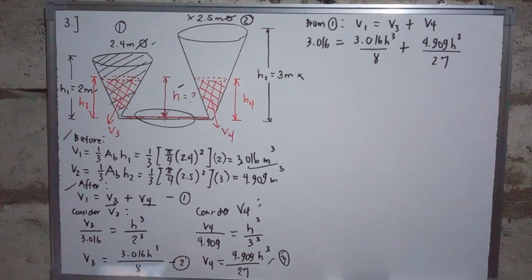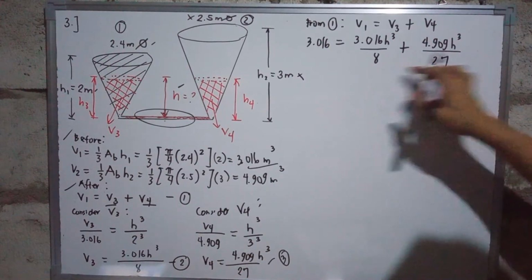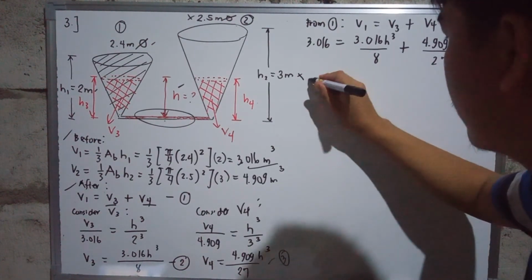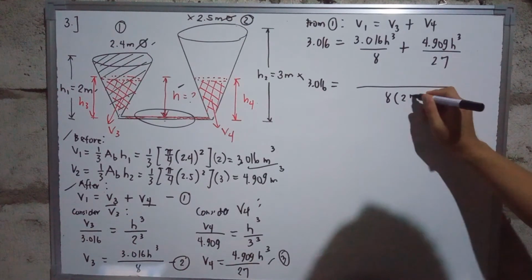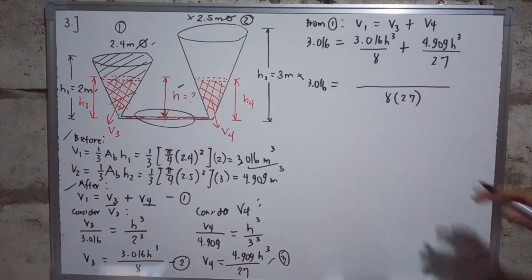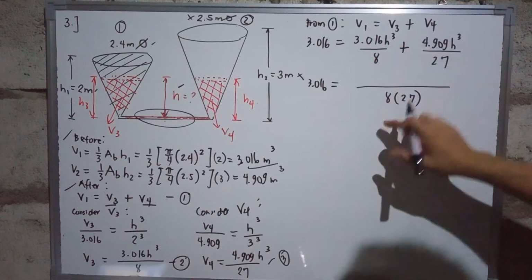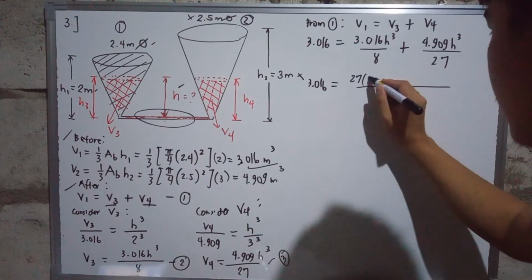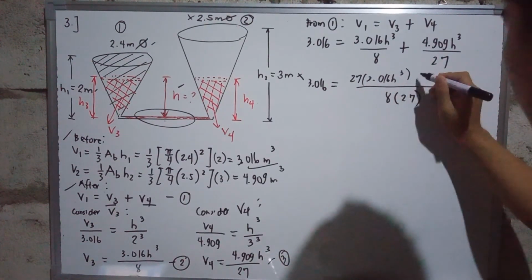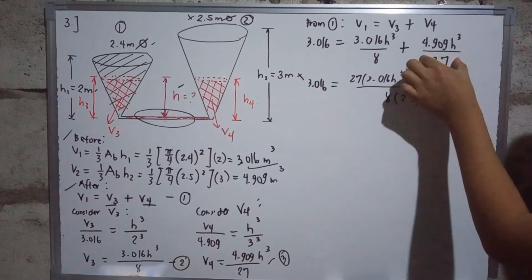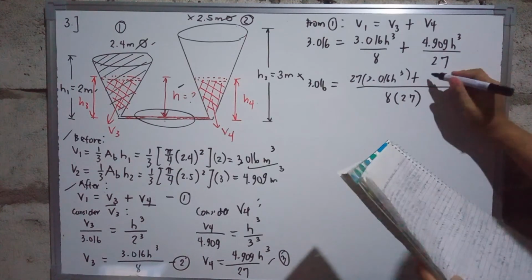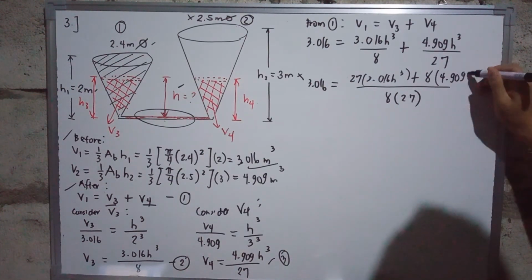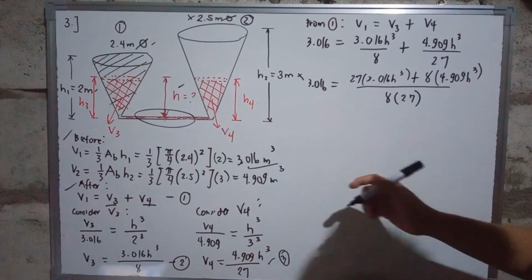27. So kung isi-simplify natin yan, yung mangyayari is kunin natin yung LCD ng 8 at saka 27. So 3.016 is equals to LCD niya 8 times 27. So yung ganyan na lang gawin natin. So 8 times 27 multiplied by 8, makakancel si 8. So yung 27 mamumultiply sa 3.016 h cube plus 8 times 27 multiplied by 27, makakancel si 27. So matitira na lang is si 8. So 8 multiplied by 4.909 h cube. Tapos, isimplify na lang natin.